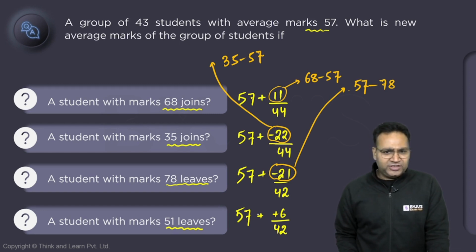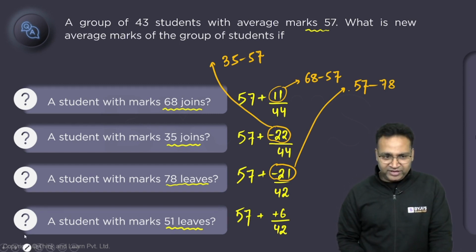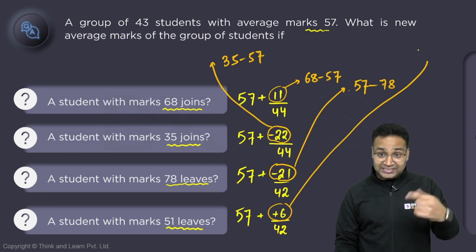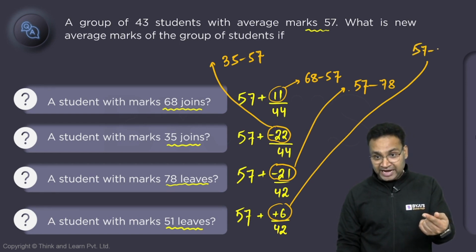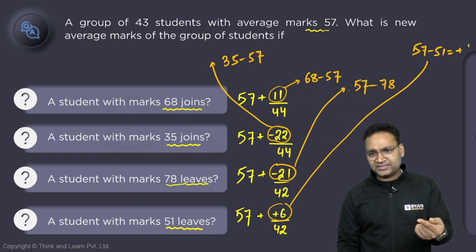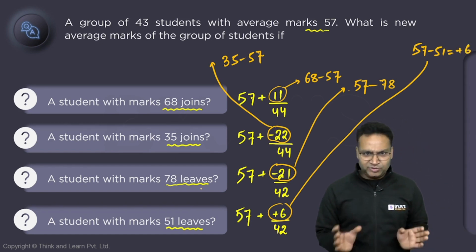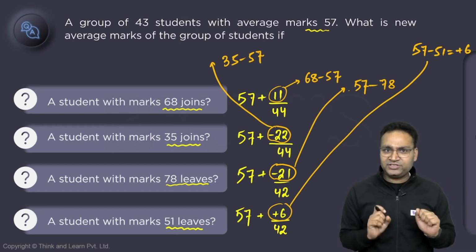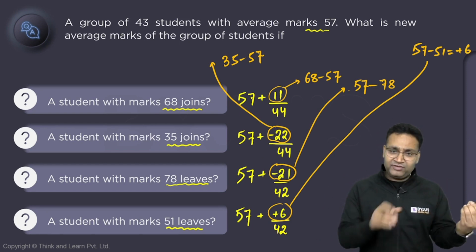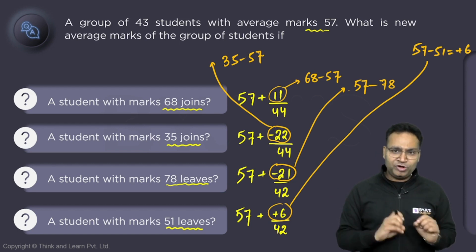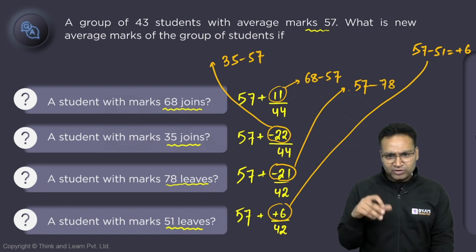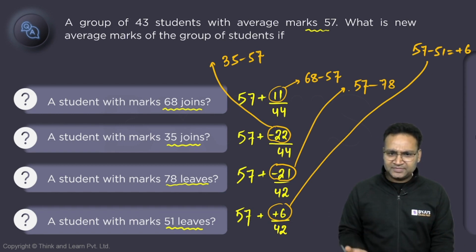Let's say again, you say, no sir, I am not comfortable in that way. So you say, since he is leaving, you can say he is leaving out. So it is 57 minus 51. What is it? Plus 6. Choice is yours. If someone is joining, you can say that number minus average is a deviation. If someone is leaving, average minus that number is a deviation. Or you can handle the rich versus poor. It's completely your choice. What's the way you want to think? Clear? Perfect.